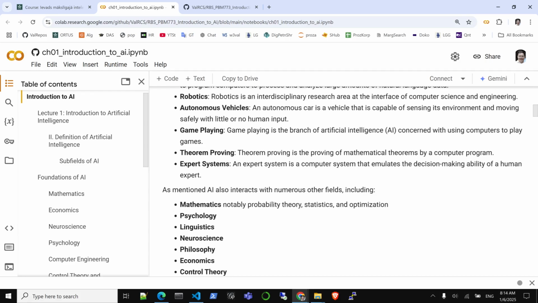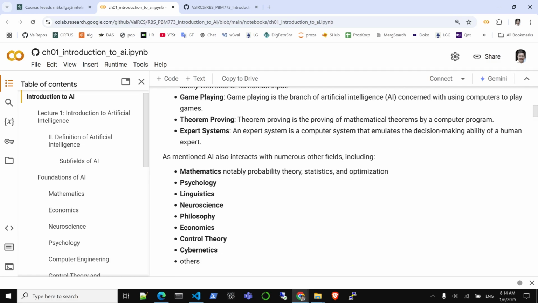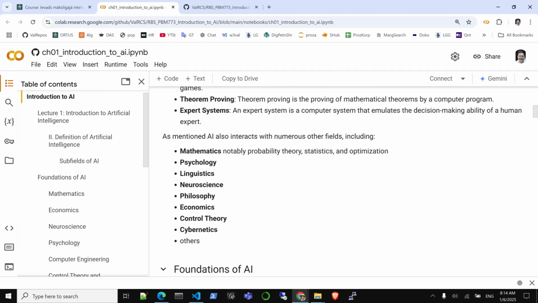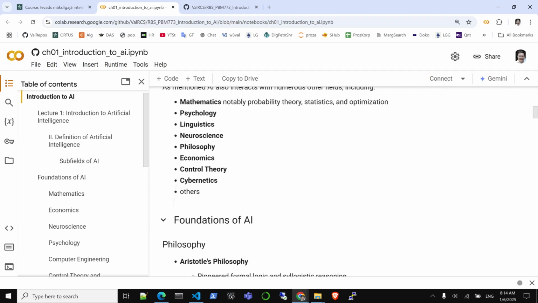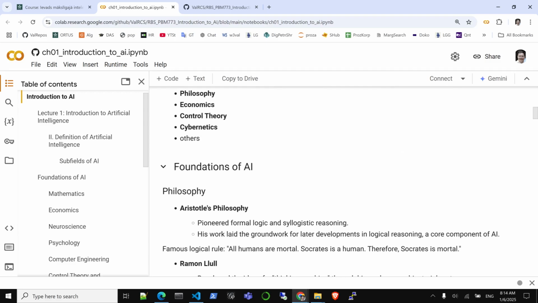So, mathematics, probability theory, statistics, optimization, psychology, linguistics, neuroscience, philosophy, economics, control theory, cybernetics, and many others. So how did it all arise? Again, I'm sorry if I'm going very quickly, right? It goes down, we can even get back to our caves, but Aristotle, he pioneered, right? Teacher of Alexander the Great, right? He pioneered formal logic, right?